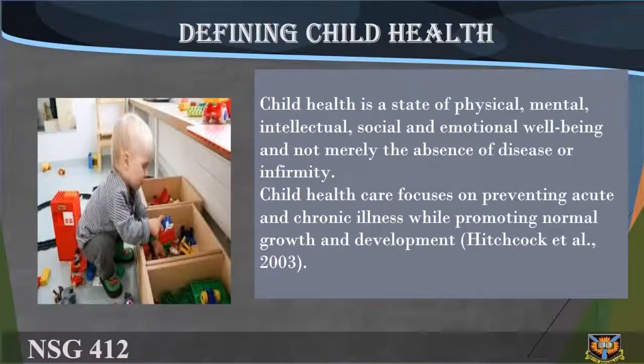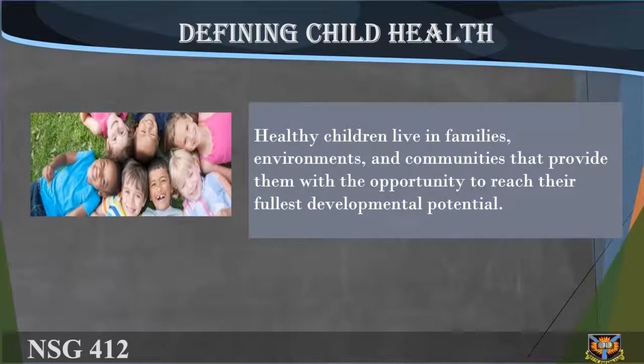6.1. Defining child health. Child health is a state of physical, mental, intellectual, social, and emotional well-being, and not merely the absence of disease or infirmity. Child health care focuses on preventing acute and chronic illness while promoting normal growth and development (Hitchcock et al., 2003). Healthy children live in families, environments, and communities that provide them with the opportunity to reach their fullest developmental potential.